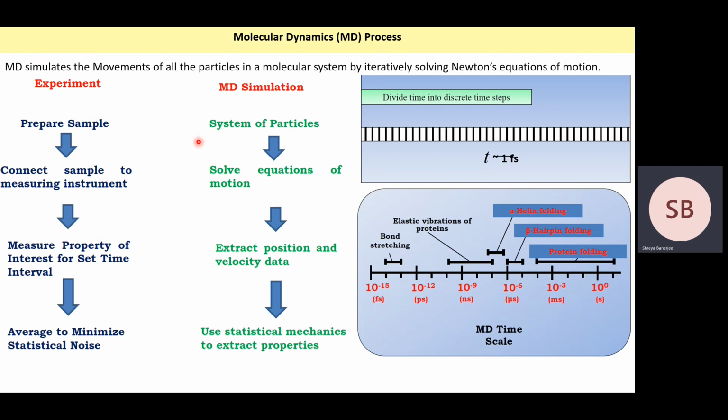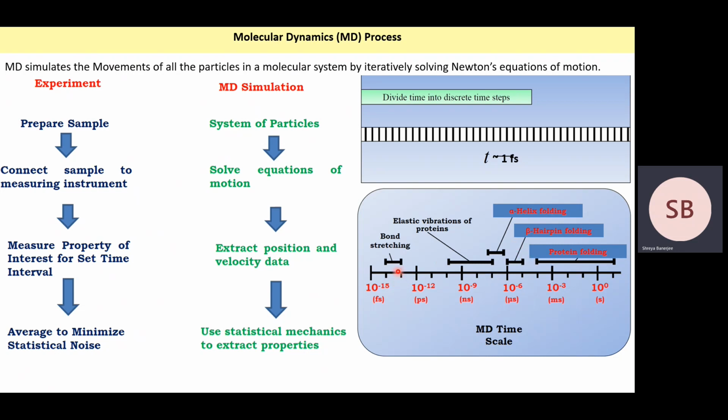So basically a system of particles is taken. Then for that system, Newton's equations of motion are solved, which helps extract the position and velocity or momentum of each of the particles. And then statistical mechanics is used to extract different properties. In molecular dynamics simulation, usually the time is divided into discrete time steps, and how long each time step should be depends on the time scale of each of the molecular motions.